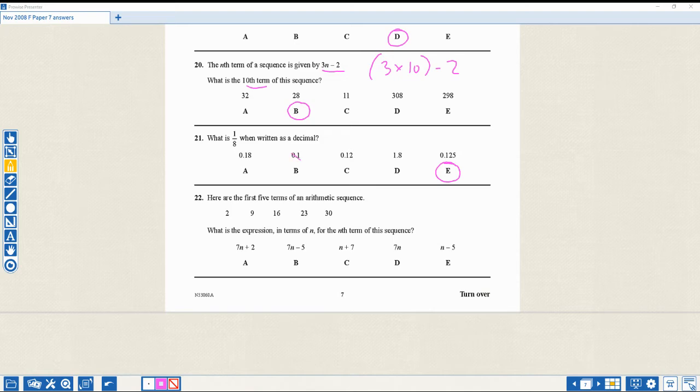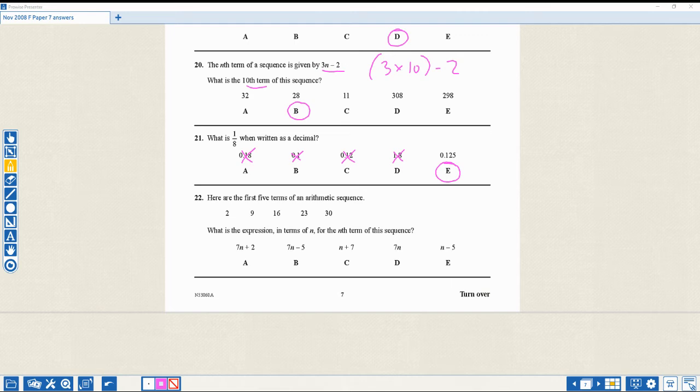You know 0.1 is a tenth, it can't be a tenth. 1.8 is bigger than 1, so it can't be that. Okay, and 0.12 is 12 over 100, that simplifies to 6 over 50 or 3 over 25, so it can't be that one. And then 0.18 is 18 over 100, and that simplifies to 9 over 50, so it can't be that one. So you can rule the other ones out, but if you learn your decimals, just learn that 1/8 is equivalent to 0.125.